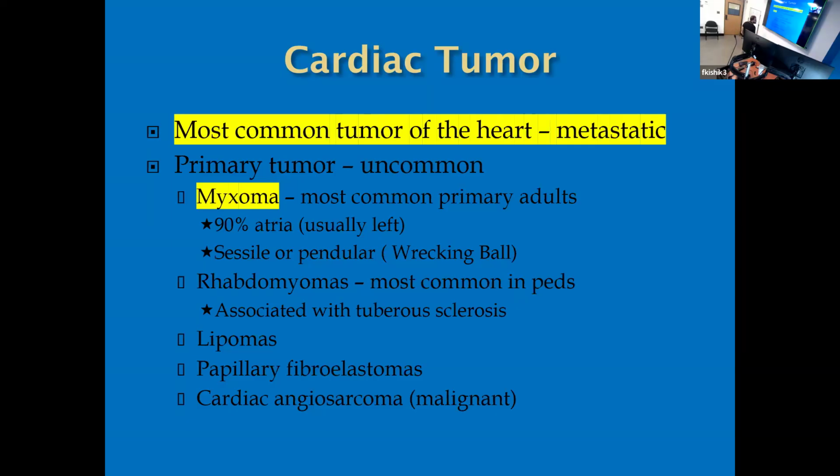Rhabdomyoma is the most common in peds, associated with tuberous sclerosis. You guys know that in peds yet? You have the tubers, little spuds on their skin. You'll learn that. Lipomas, fibroelastomas, and then there's cardiac angiosarcoma, which is malignant and super rare.